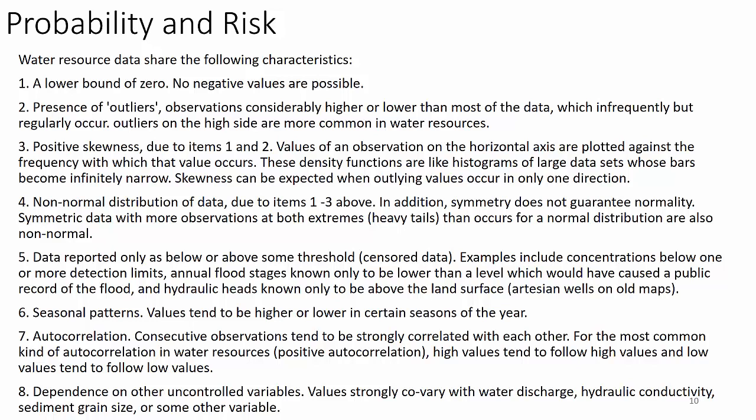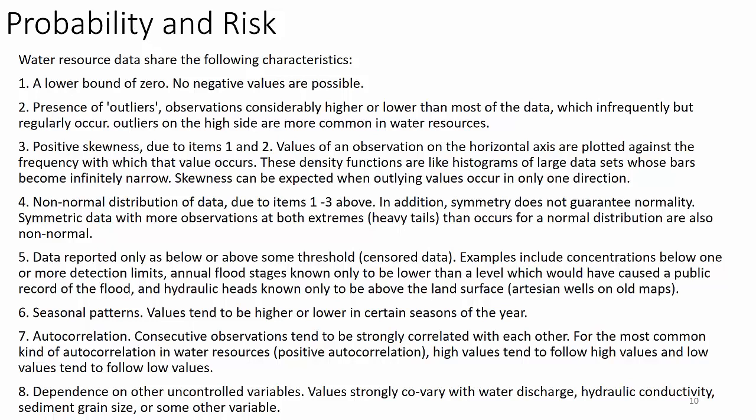Seasonal patterns. Values tend to be higher or lower in certain seasons of the year. Autocorrelation. This is really dangerous too, to make sure that you're aware of. The consecutive observations tend to be strongly correlated with each other. For the most common kind of autocorrelation in water resources, positive autocorrelation, high values tend to follow high values, and low values tend to follow low values. During a flood, you have a high flow event day 1, a high flow event day 2, a high flow event day 3, etc. During a drought, you have low flow events during those periods. These are not independent events.